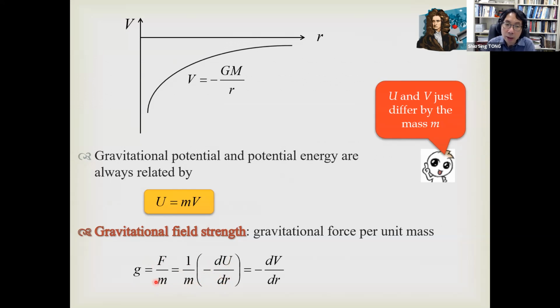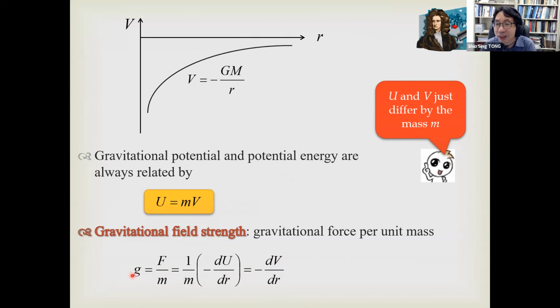But I notice that now you are calculating the force per unit mass, right? So if you have U divided by m, I get V. So it becomes minus dV/dr. So the derivative of the potential with a minus sign is the gravitational field strength. Now, why do I use a symbol g for this field strength? Field strength actually means the intensity of the gravitational field at a certain distance from the source. That is called the field strength. But why do I use the symbol g?